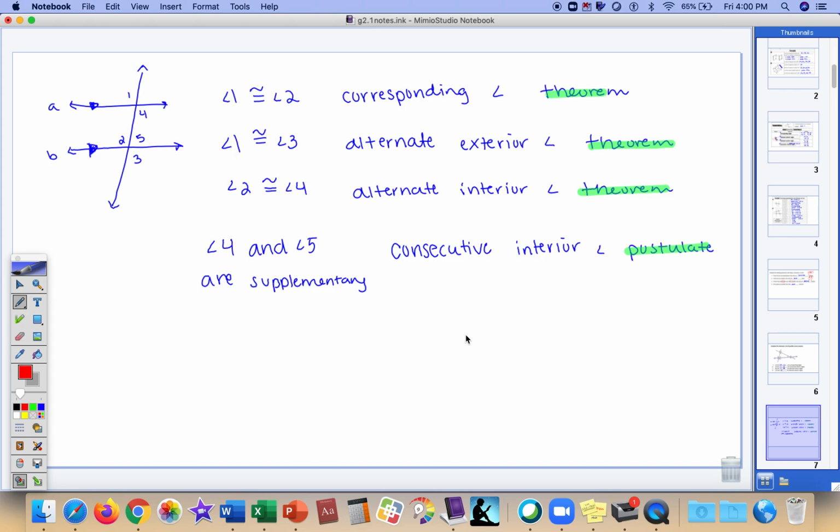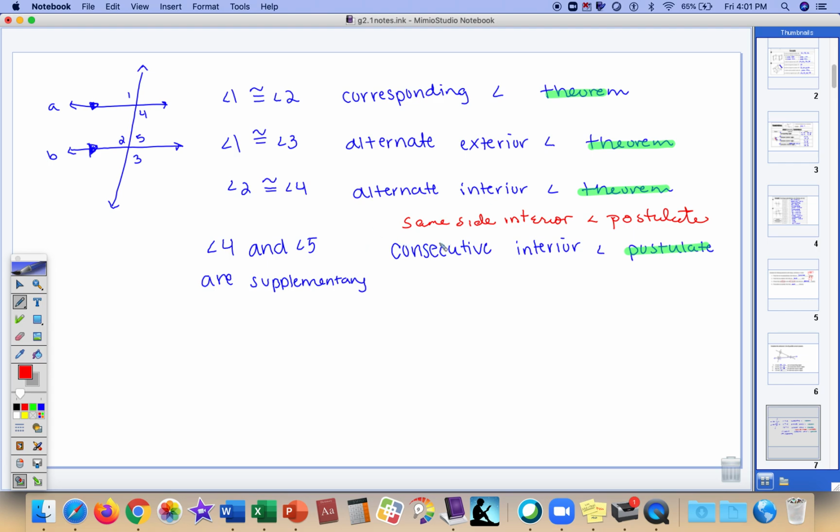Okay, so we have 4 theorems that we're going to talk about today. Actually, 3 theorems and a postulate. The first postulate is the consecutive interior angle postulate, or really what we call it is the same side interior angle postulate. And what does a postulate mean? It means we can't prove it, so we have to assume that that is true.